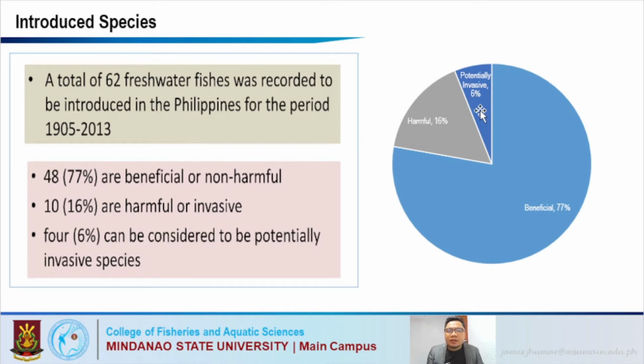Potentially harmful, meaning to say they were not being recorded yet to cause harm in the natural environment, but they have the potential to cause harm. So basically, 48 of the species are beneficial or non-harmful. Ten of the 62 freshwater species are harmful or invasive. Four of them can be considered potential invasive species. Again, invasive are the species that cause harm to the aquatic environment.